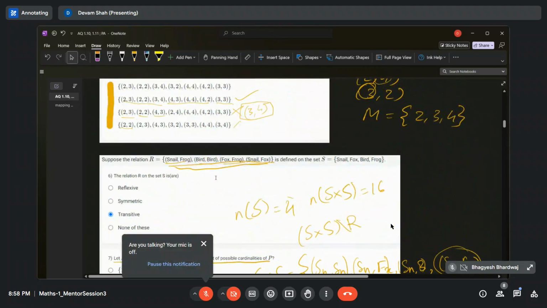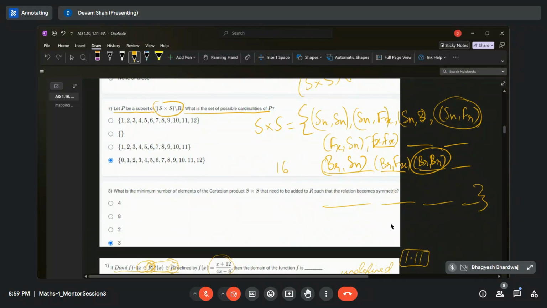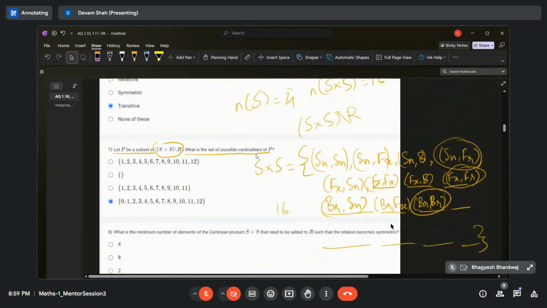What are we removing else? Fox, frog. So fox, frog, fox, fox, fox, bird, fox, frog. So fox, frog, we are removing. Now what is the fourth? Snail and fox. So these four. So remaining, how many? 1, 2, 3, 4, 5, 6, 7, 8, 9, 10, 11, 12.